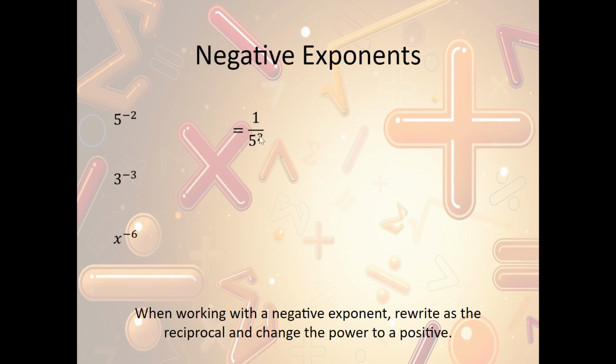Now I just do it like normal. So 5 squared is 25, so this is 1 over 25. Now 3 to the negative third power.